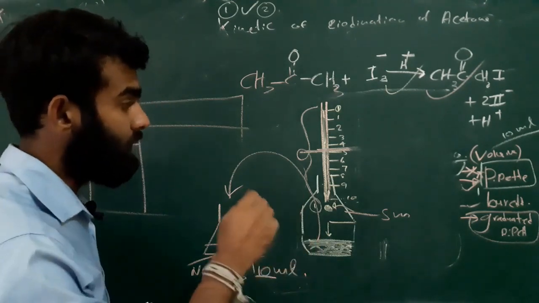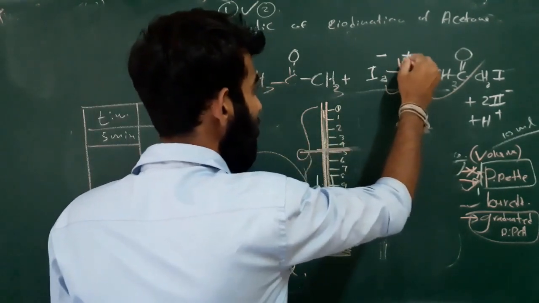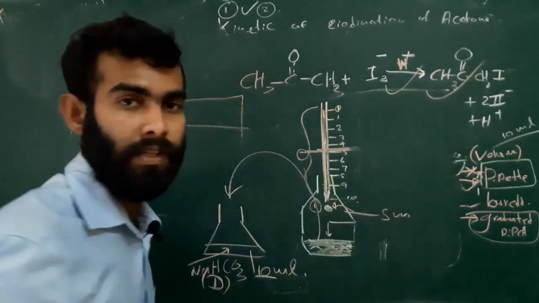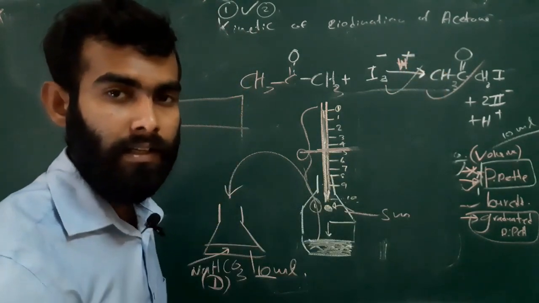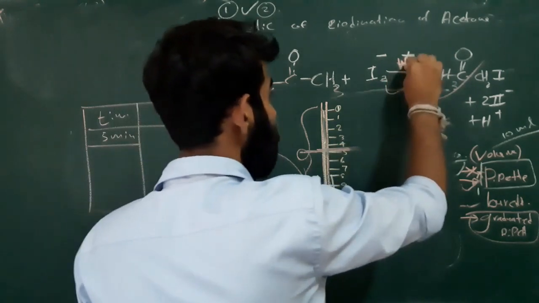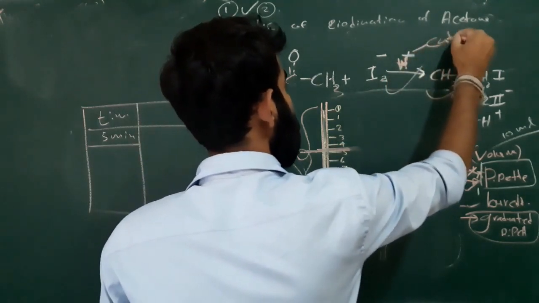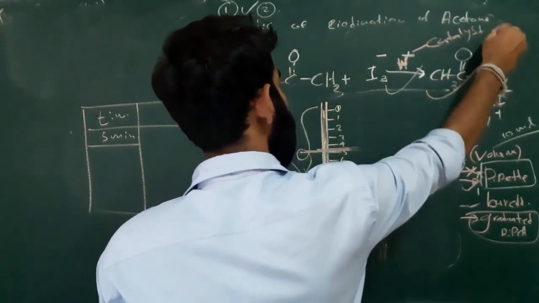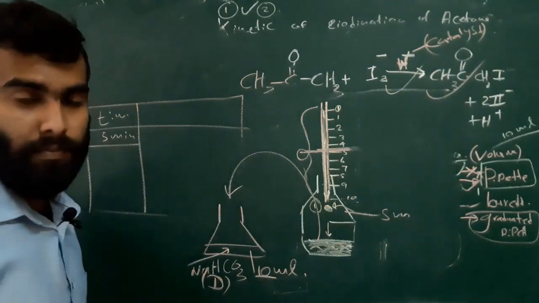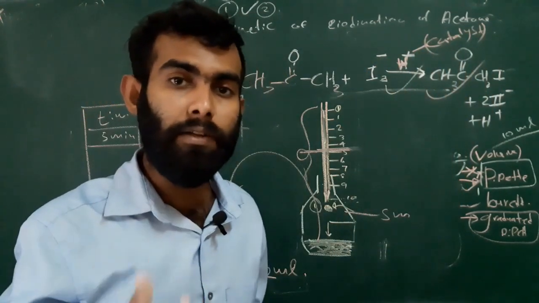Because for this reaction to happen, we add HCl, 10 ml of HCl. That means we need H plus as a catalyst. As a catalyst, we added H plus. Without this catalyst, the reaction will not happen.